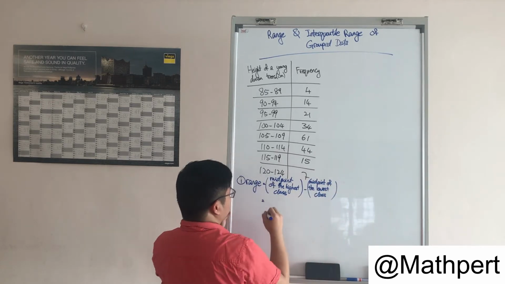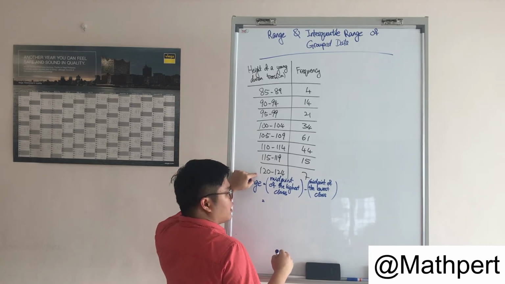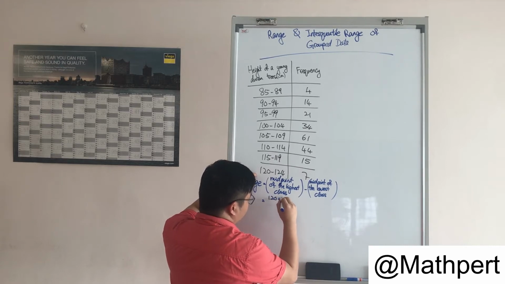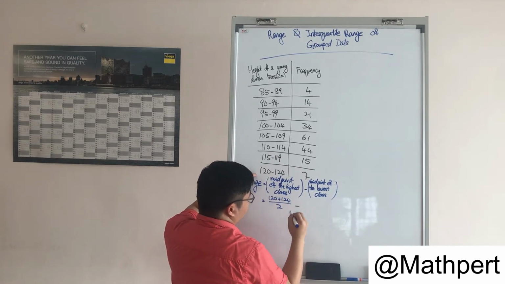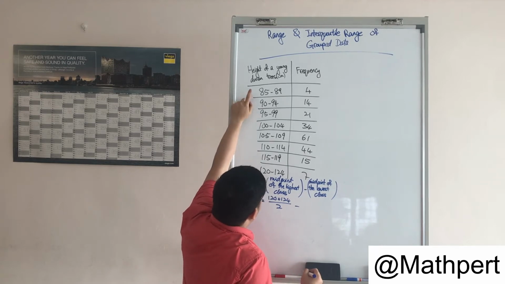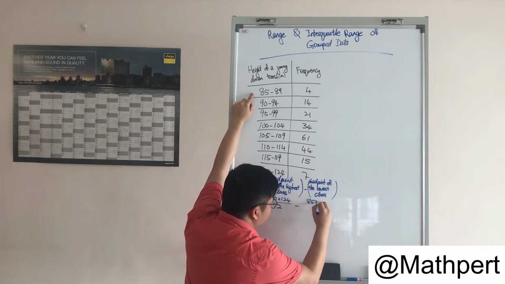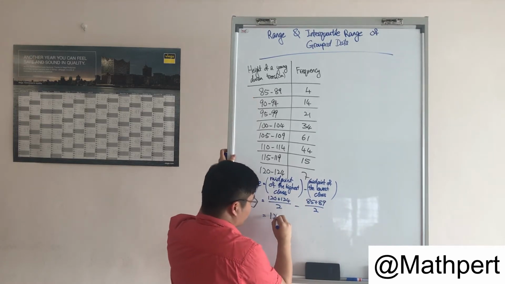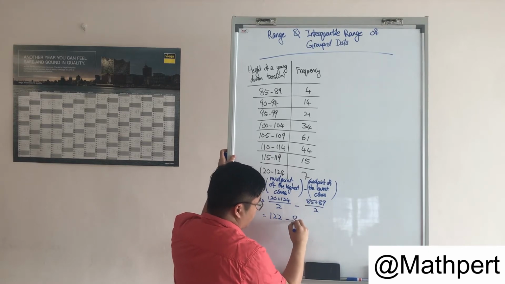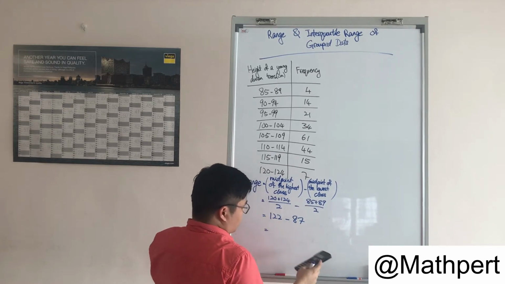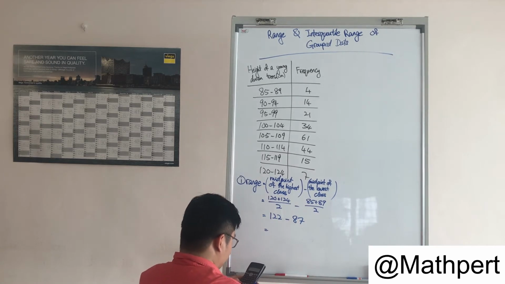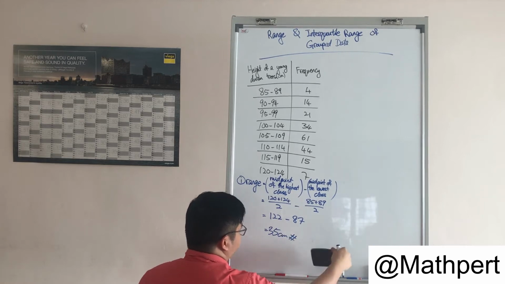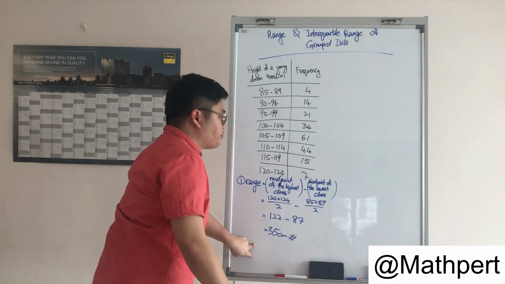So which one is the highest class? It's over here, 120 until 124. So the midpoint will be (120 plus 124) divided by 2, minus the lowest class (85 plus 89) divided by 2. So this will be 122 minus 87, which is 35 cm. So the range for this question is 35 cm.